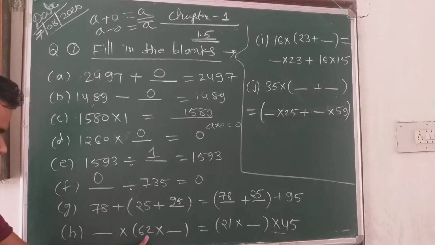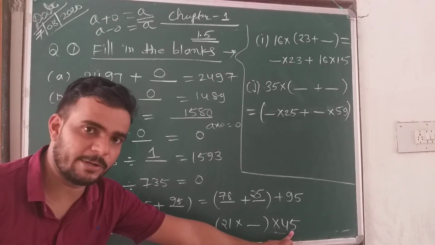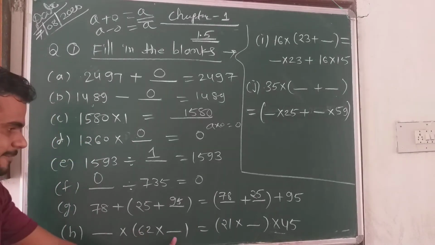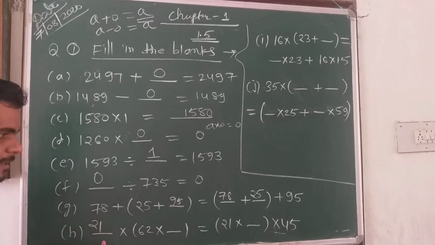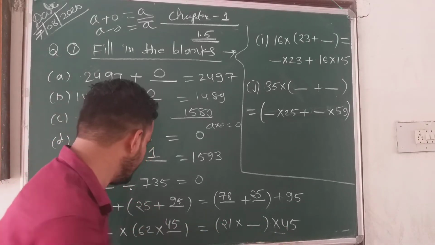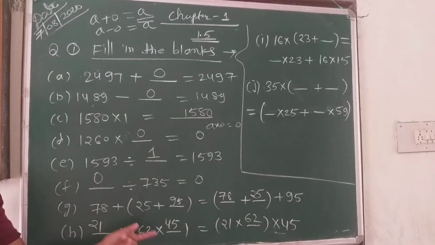Like this also, A is 62, B is 21 and C is 45. So A is here. It means B and C we have to write here. B is 21 here and 45 here. So B and C are already there, so we have to write 62. Okay, this type we have to fill in all the questions.